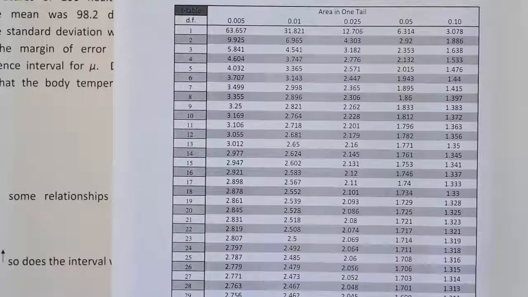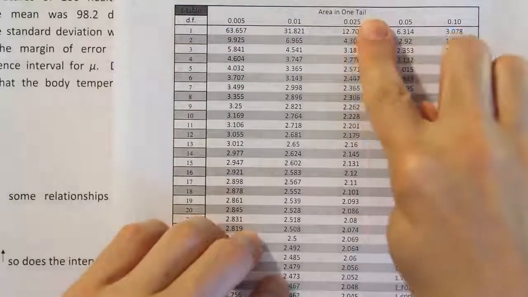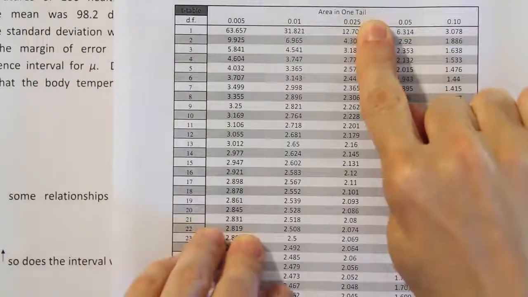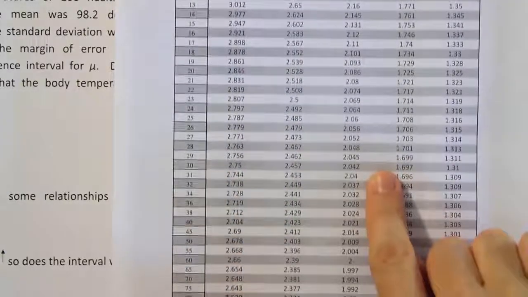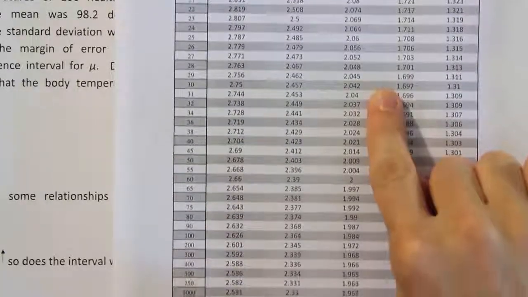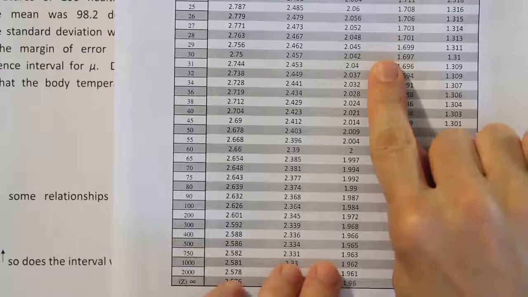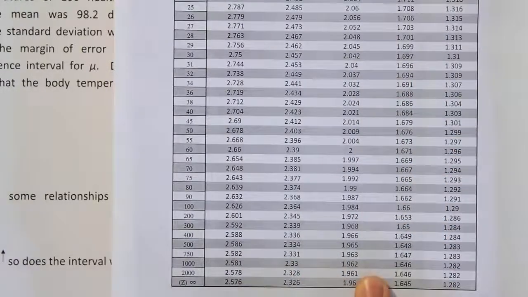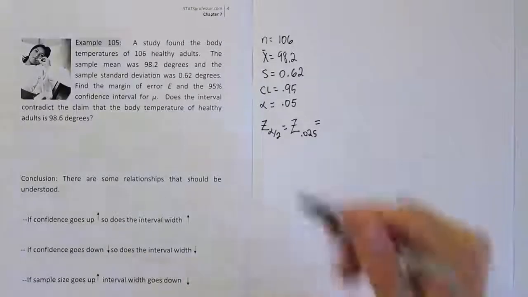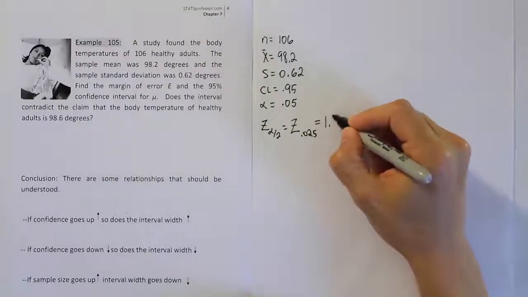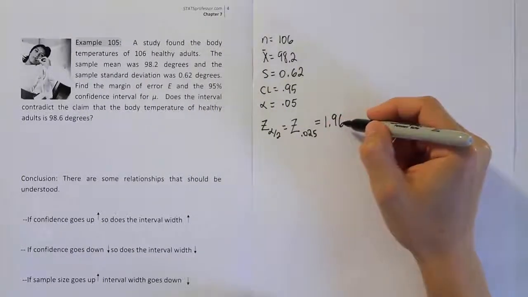Okay, so we're looking up the 0.025 in one tail, and we go straight to the bottom because our sample size is large, and let's see what that gives us in the end. So scrolling down, we find that our answer then becomes 1.96. 1.96 is our critical z alpha divided by 2 value. Now that we have that value, we're going to go ahead and use it in the margin of error formula.